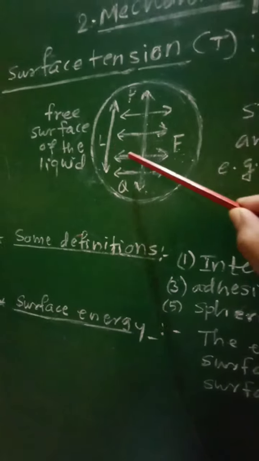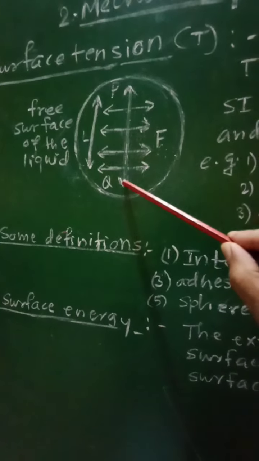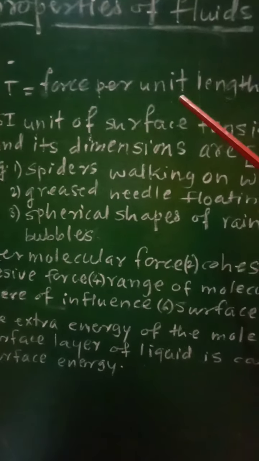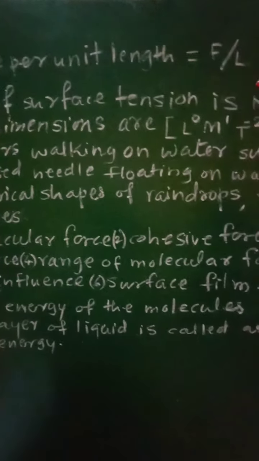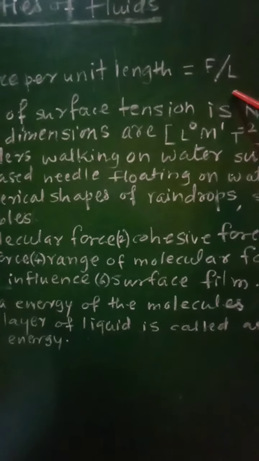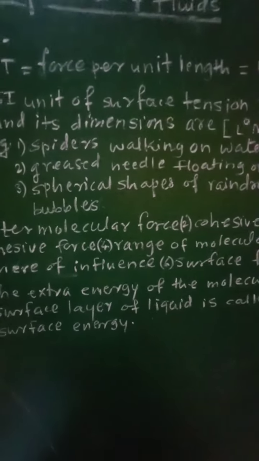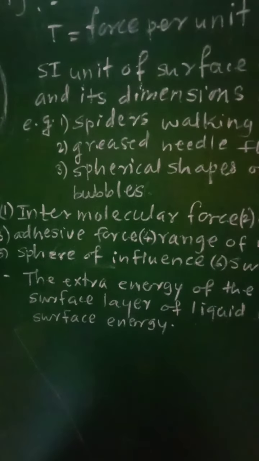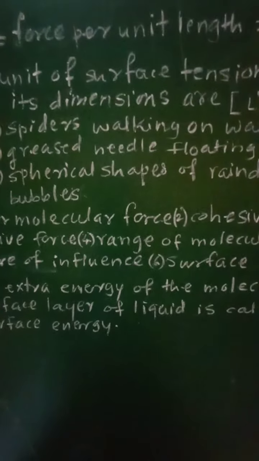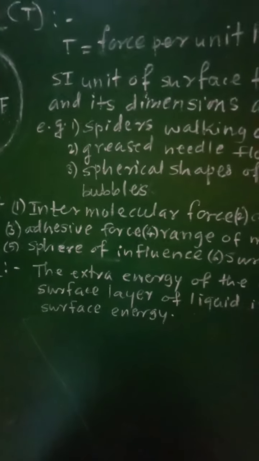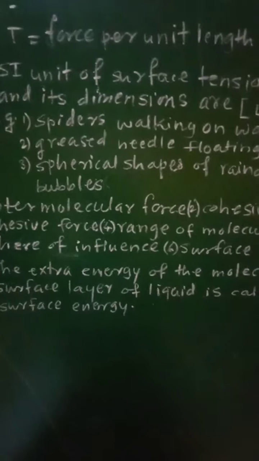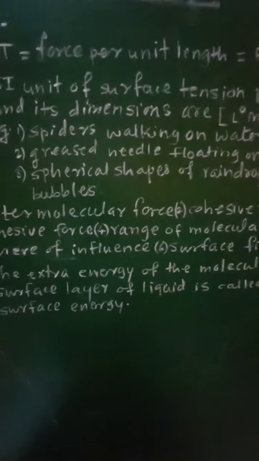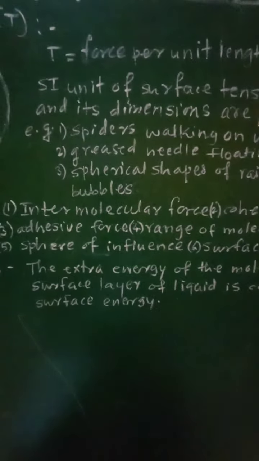the force and L is the length of this imaginary line, and therefore the surface tension will be defined as the force per unit length, that is F by L. According to the definition, that force will be the tangential force acting per unit length of that imaginary line drawn on the free surface of the liquid, and therefore T is equal to F by L, or the force due to surface tension F will be equal to surface tension into L, that is TL.